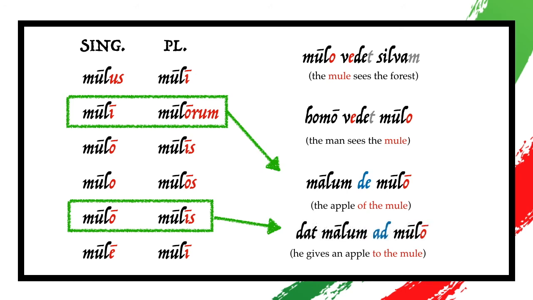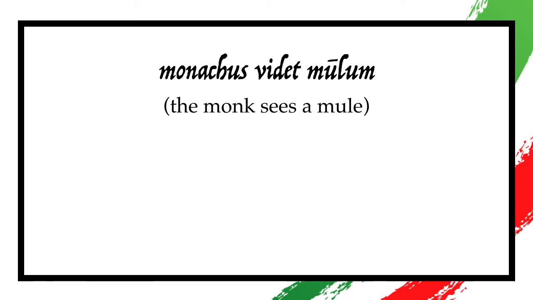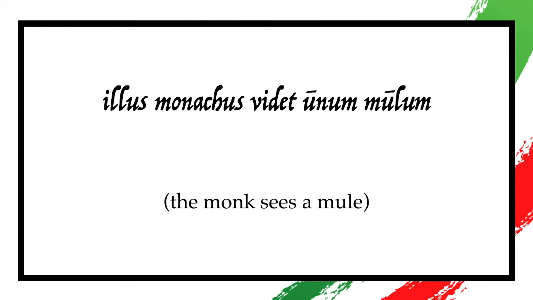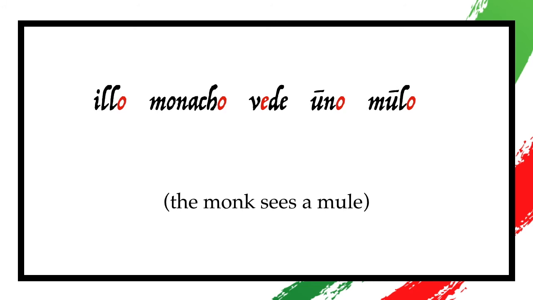Latin did not have a definite or indefinite article, the or a. So to say the monk sees a mule, you just said monk sees mule. But gradually, people started to use words such as ille, which meant that, and unus, that meant one. Without the final consonants, and with the change in pronunciation of the short vowel sounds, the sentence is starting to look more like modern Italian. Il monaco vede un mulo.